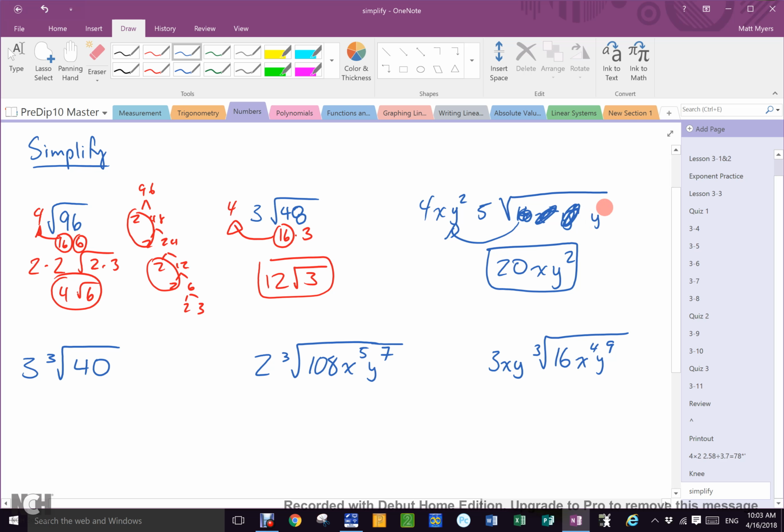Because there was y to the fourth under there, which means y, y, y, y. Out comes a root of y, out comes another root of y. y times y is y squared. That's y. Okay?